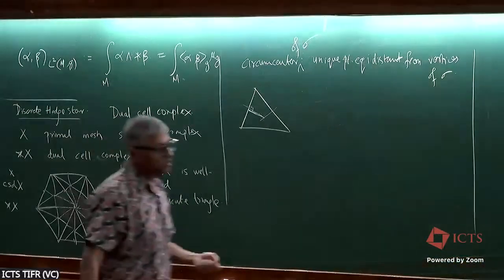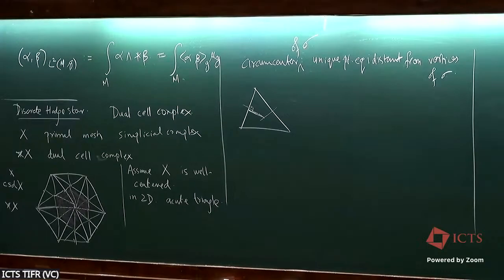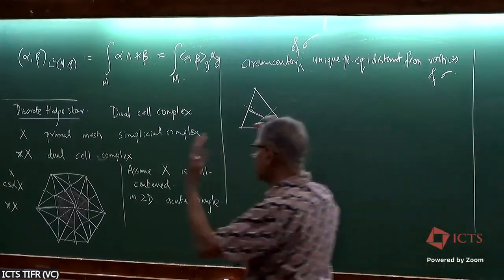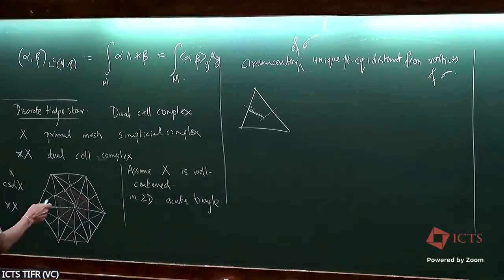Then if you want to do the dual of an edge, you start from its center and then go up till you reach the top dimension. So for example, if you want to find the dual of this edge, you start from its center and then go up in dimension. So this will be the dual of that, the line joining the two circumcenters.